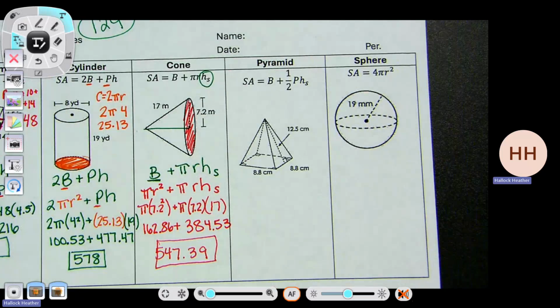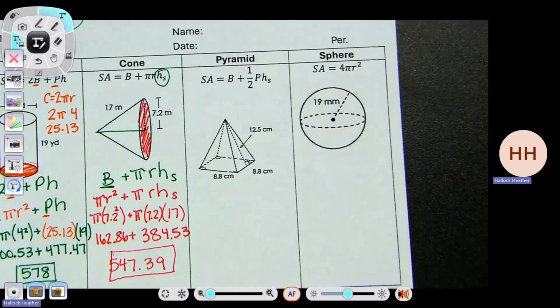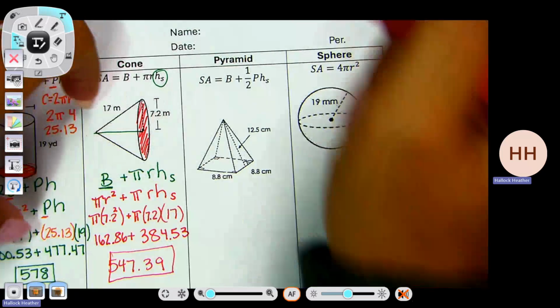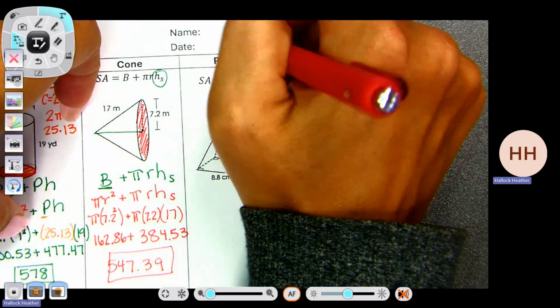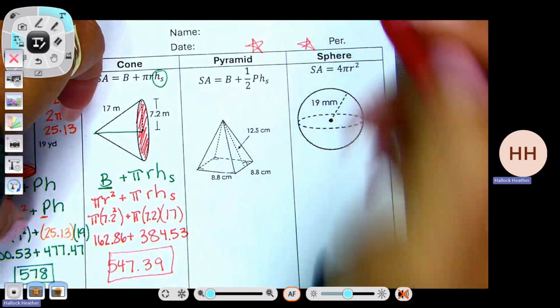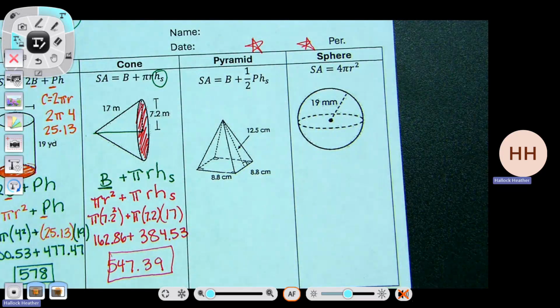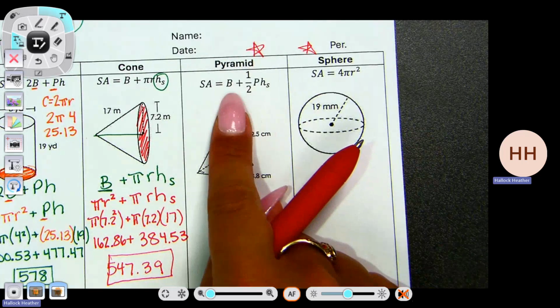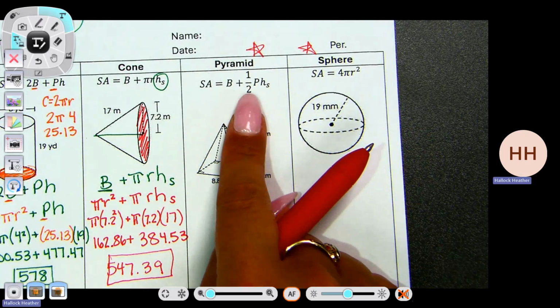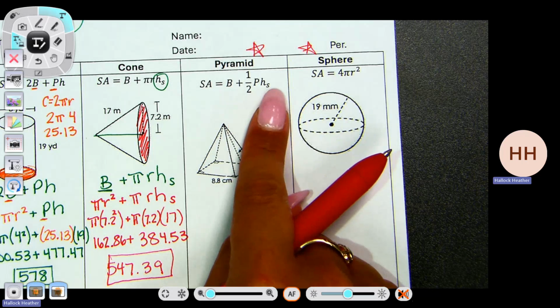Now, these two shapes are on your EOC. You're going to have a pyramid, you're going to have a sphere, for sure. Everything else, maybe, I don't really know. They always put a pyramid on there, they always put a sphere on there. I don't know why. Pyramid is the worst formula, sphere is the easiest formula, so maybe it's a little bit of both. So we have big B plus 1/2 P and then slant heights.